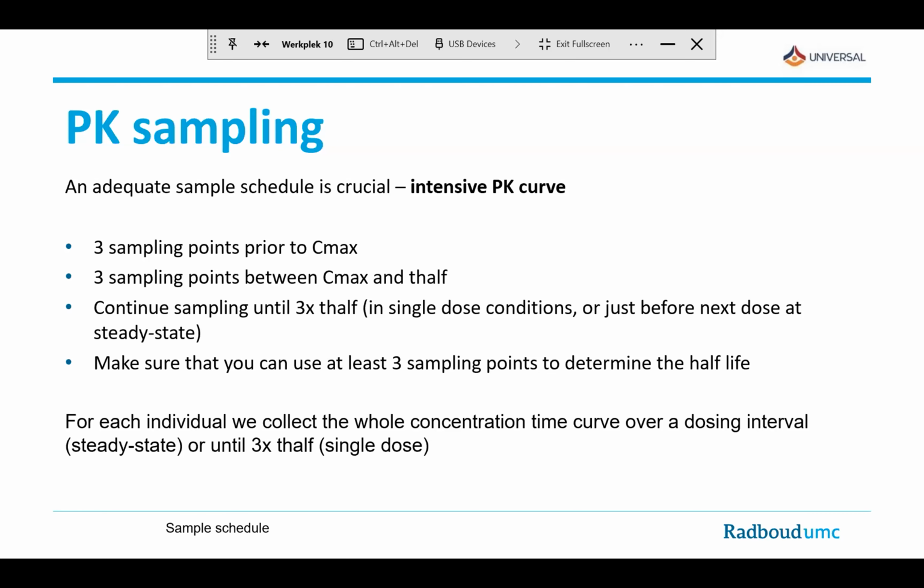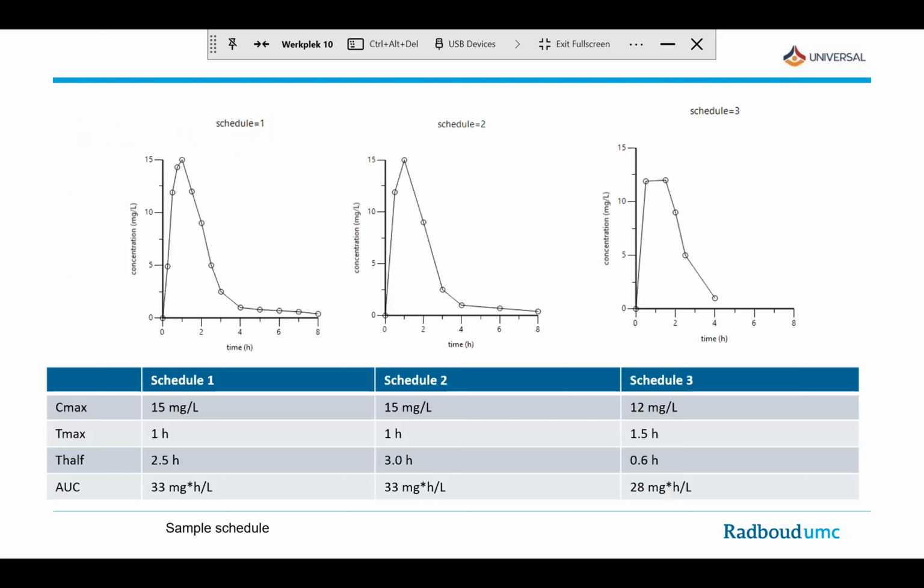So for example, when it's a drug you give once a day, it will be 24 hours after the medication intake, as you also heard in the little video. You also have to make sure that you can use at least 3 sampling points to determine the half-life. That means that you have to have 3 sampling points at the end of your pharmacokinetic curve. So for each individual, we'll collect the whole concentration time curve over this dosing interval, if it's at steady state, or until 3 times the half-life when you're giving the drug as a single dose.